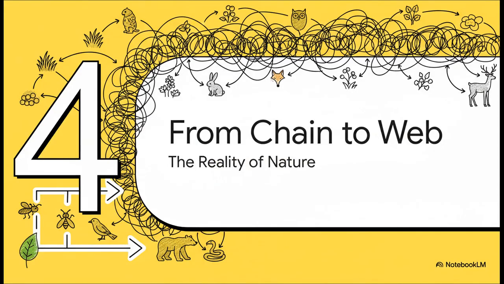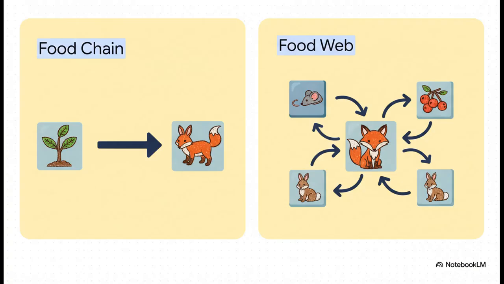So yeah, food chains are a nice, neat, tidy way to understand energy flow. But let's be real. Nature is rarely neat and tidy, is it? It's a messy, chaotic, and beautiful tangle of connections. And that's where the food web comes into play. You can think of it like this. A food chain is like one single straight road. But a food web, that's like the map of an entire city with all these interconnected streets and highways.